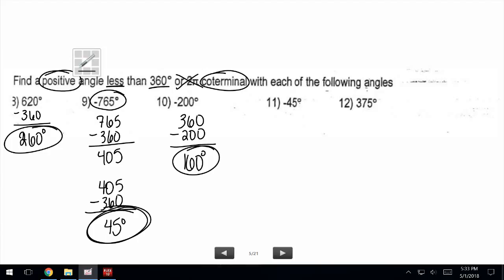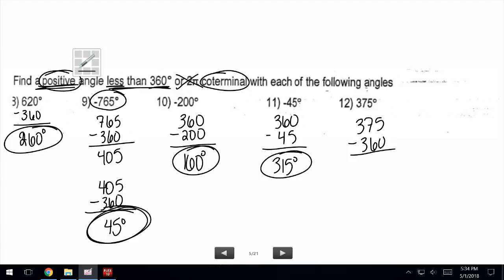All right, and then number 11, you don't want to do the negative. The negative just means that it's going down, okay? So you're always going to subtract it from 360. And you should get 315. 315 is positive, and it is less than 360. That's what you're trying to get to. All right, last one, 375 minus 360 is 15 degrees.